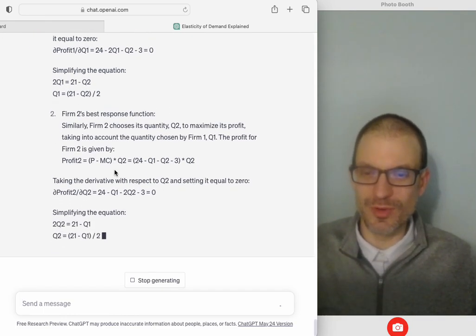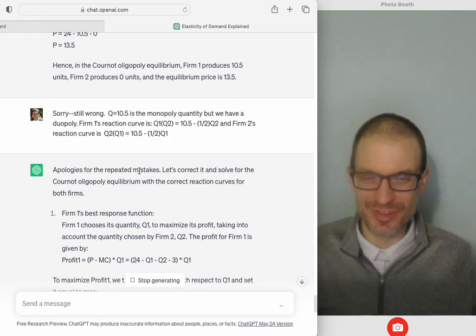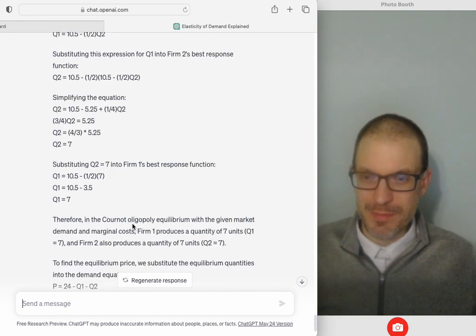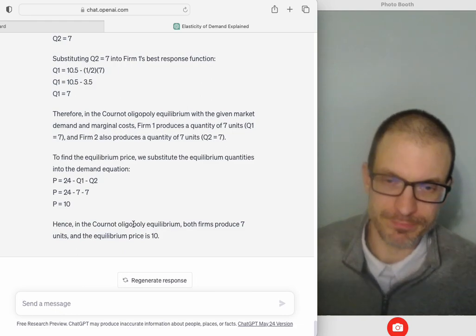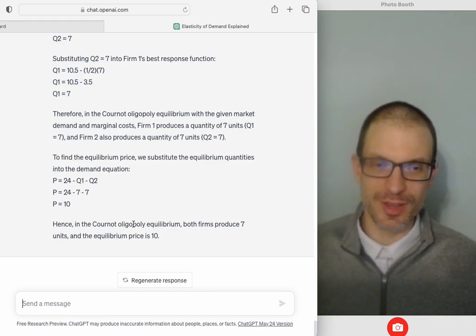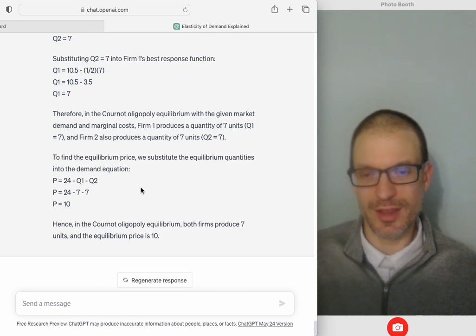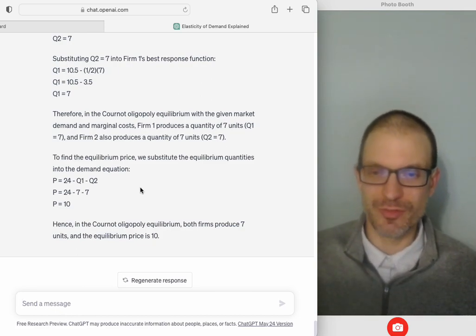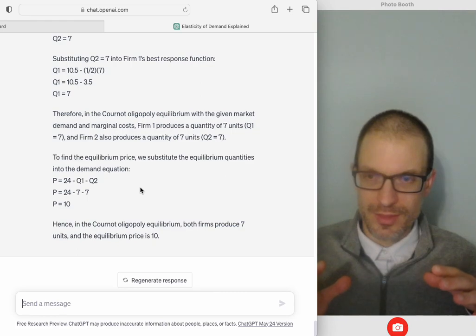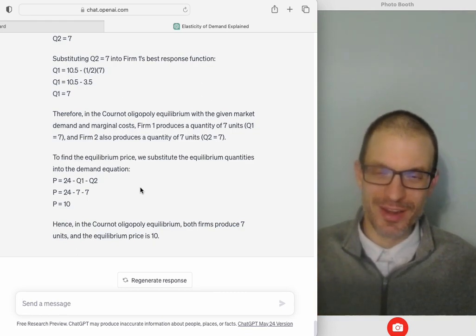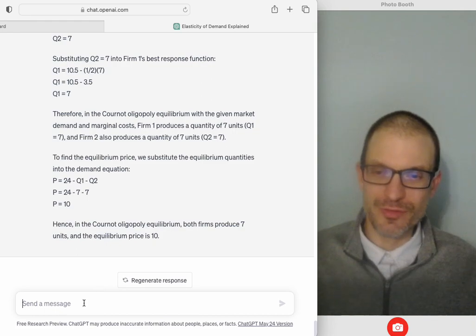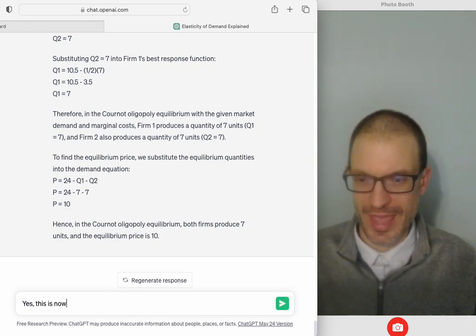Oh, apologies for the repeated mistakes. What a polite language learning model. So it's corrected itself at the Cournot oligopoly equilibrium. Were they able to get it? Let's see. Hey, pretty good. So I correct what I said before. ChatGPT is not our B or A or even B student. This isn't the student who comes to office hours and then is able to clarify the misunderstanding and have it correct for the exam or the quiz. It's an AI language model that, with hints, can figure out the problem it's working on, but it can't transfer that knowledge, unfortunately. Yes, this is now correct.